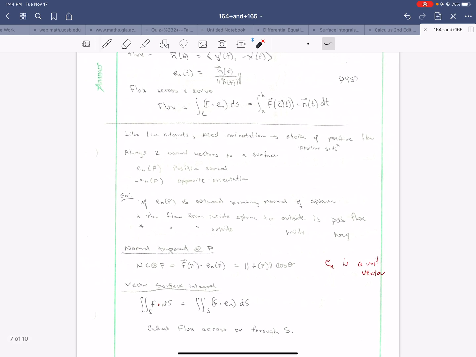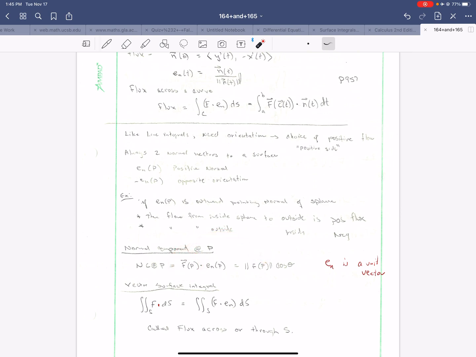The normal component of the vector field at P is just the value of the vector field at P dotted with the normal vector. That gives you that component. A dot product is the norm of F of P times the norm of E sub n times cosine of theta. But E sub n is a unit vector, so its norm is just 1, and I don't need it there. That's why that's the only magnitude that shows up in there.